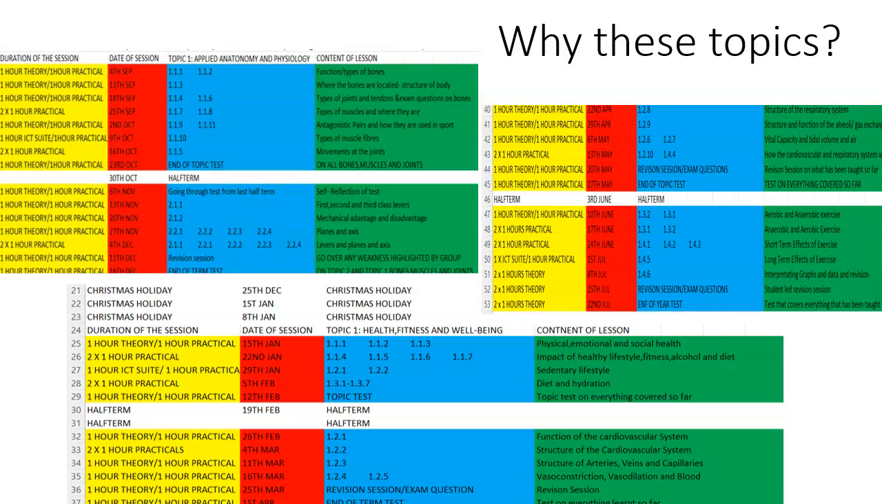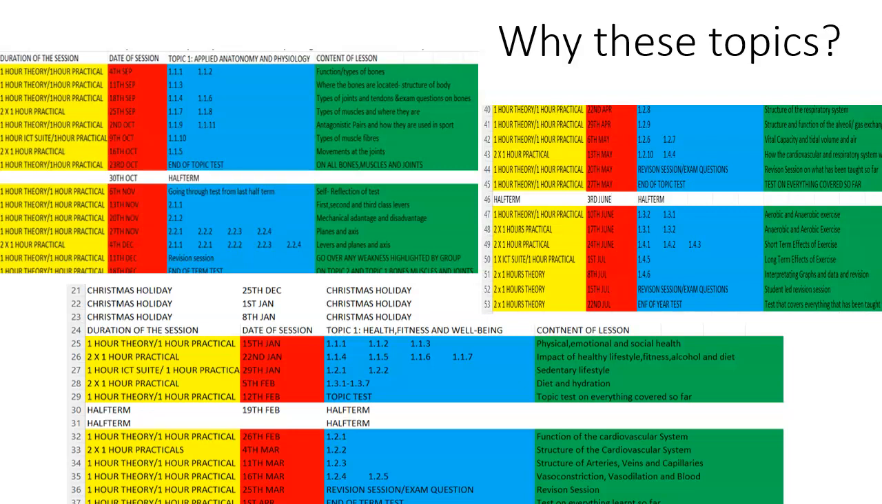Then I chose to return to Topic 1, Applied Anatomy and Physiology, to teach the cardiovascular and respiratory system, aerobic and anaerobic exercise and the long and short-term effects of exercise. For these topics, students need to understand how the body moves and which muscles work together for the body to be able to respire and for the cardiovascular system to work. This means that students are constantly refreshing their memory on the muscles and joints throughout the year.